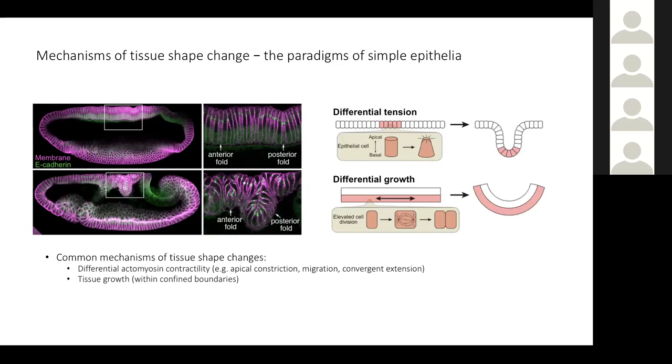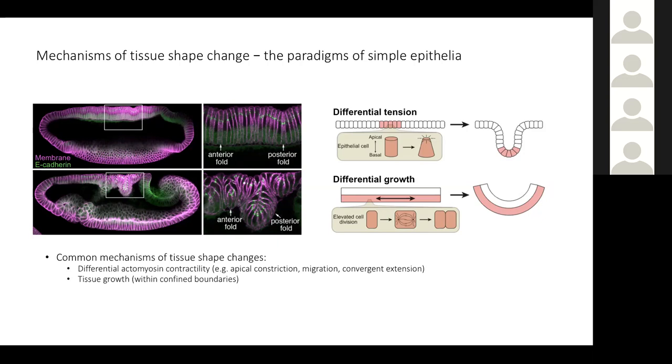So how does this happen? There are two major mechanisms that have been described quite abundantly in the literature, which are ideas of differential growth and differential tension. In differential growth, two tissues or two structures that are growing at different rates will potentially give rise to deformations within a confined area. Or you can just have extended growth within an unconfined space that will give rise to shape change.